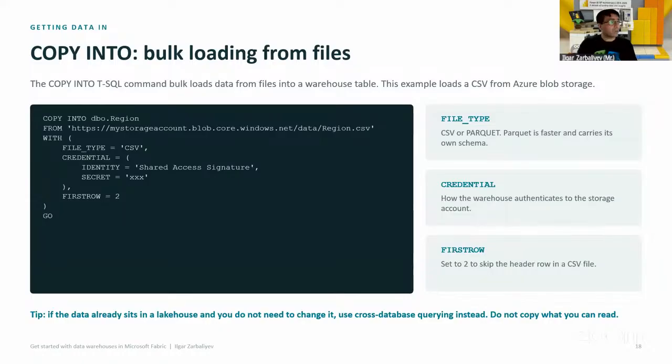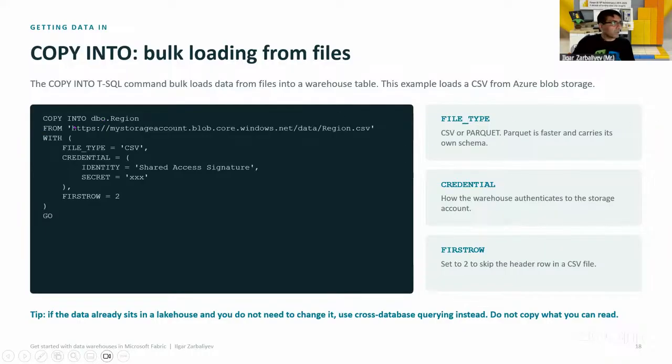Here is COPY INTO in practice. I want to walk through it line by line because the syntax is simple, but each part matters. Line 1, COPY INTO dbo.region, right? This is the destination table in the warehouse. It has to exist already, so your CREATE TABLE runs first.